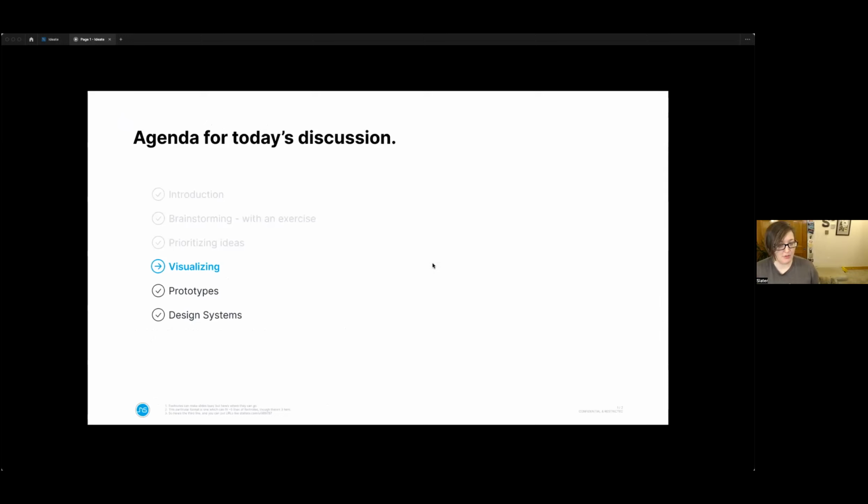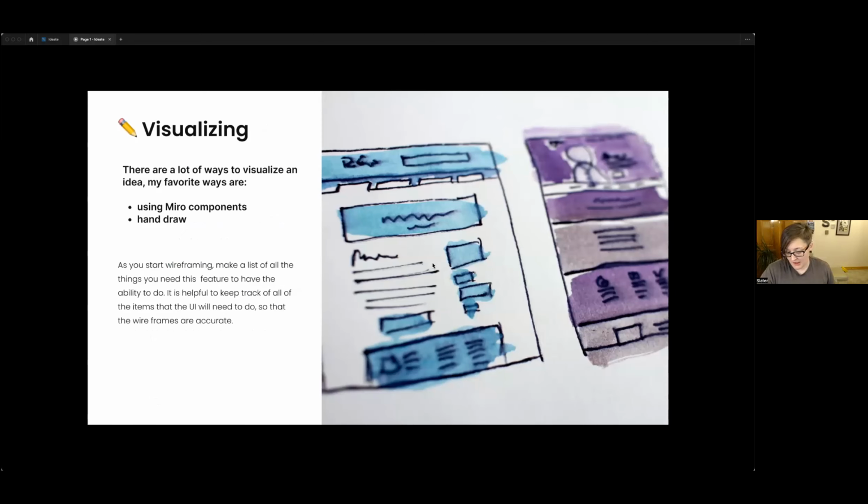All right, so we prioritize, we're ready to visualize. How do we do that? There's lots of ways to visualize. Miro has an awesome component library for wireframing that I use pretty often with my product managers and engineers. It's really nice to be able to work with them on how they want it to work. And then I can put my UI spin on it later.